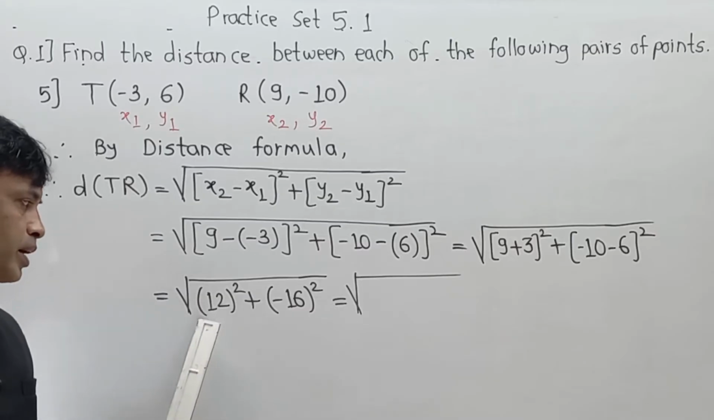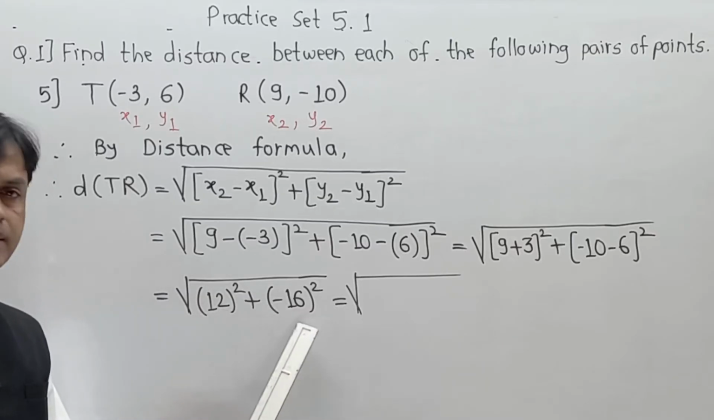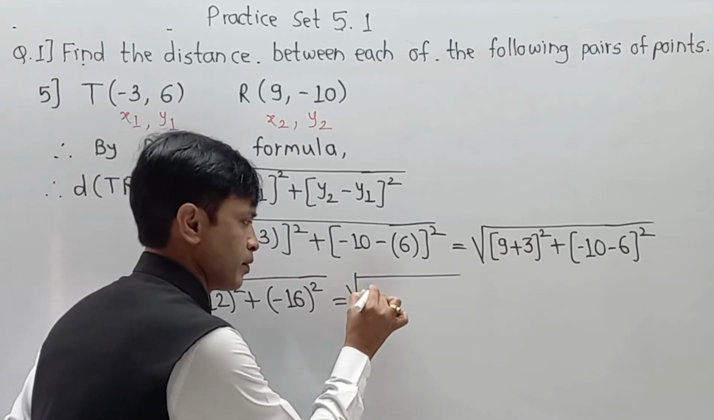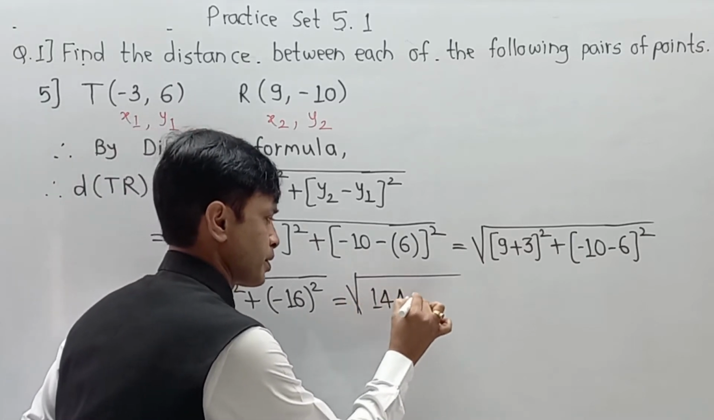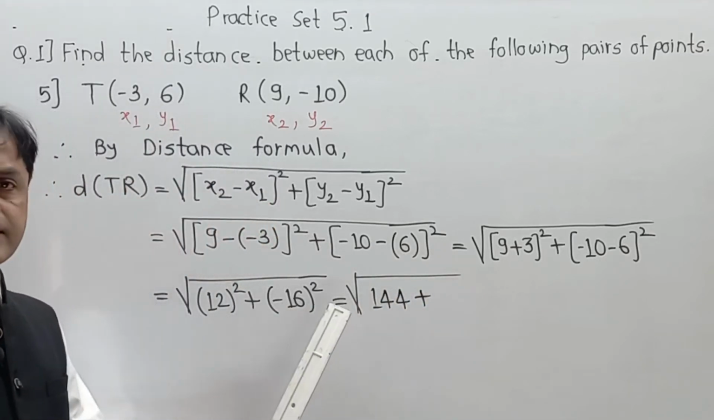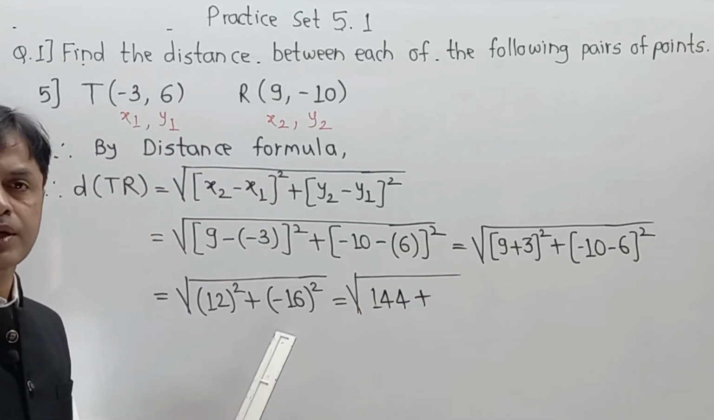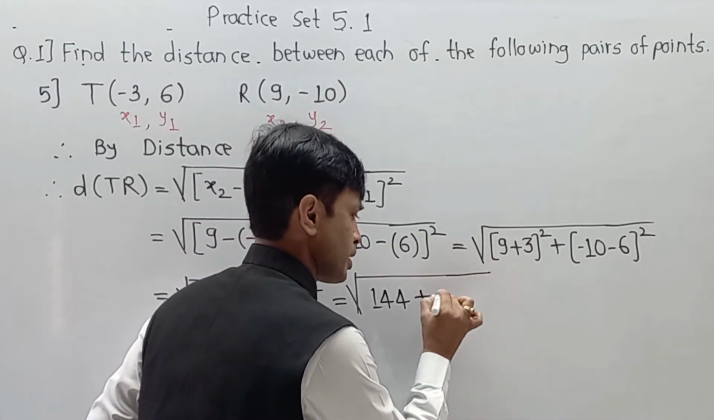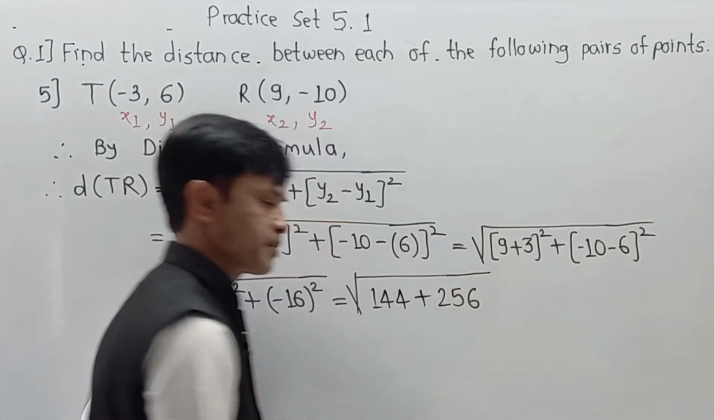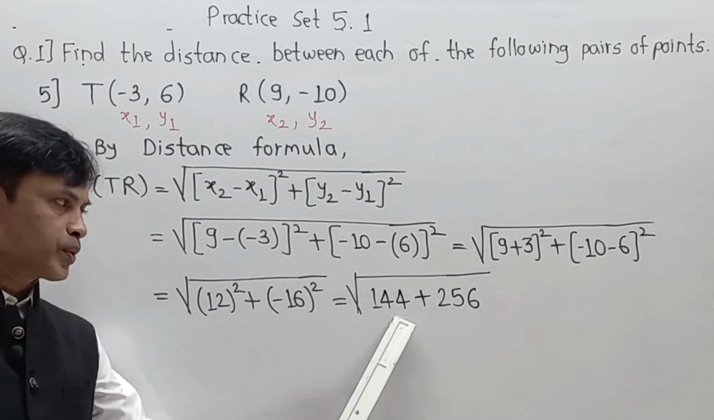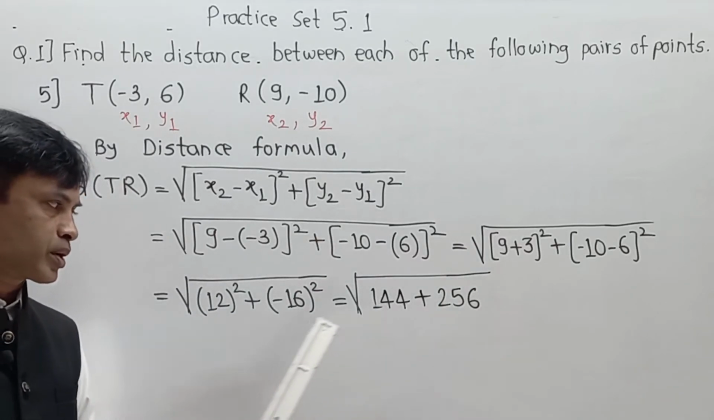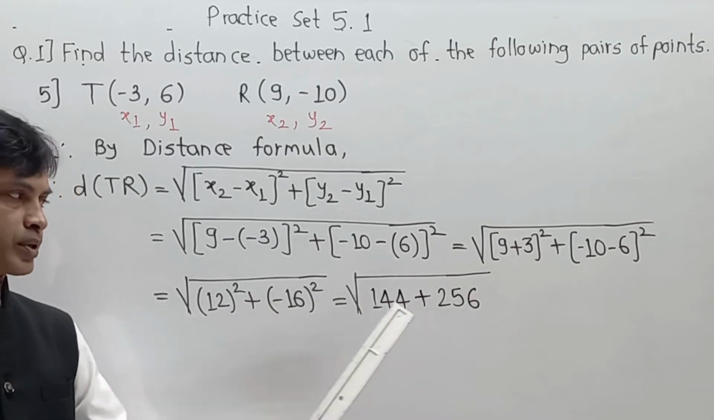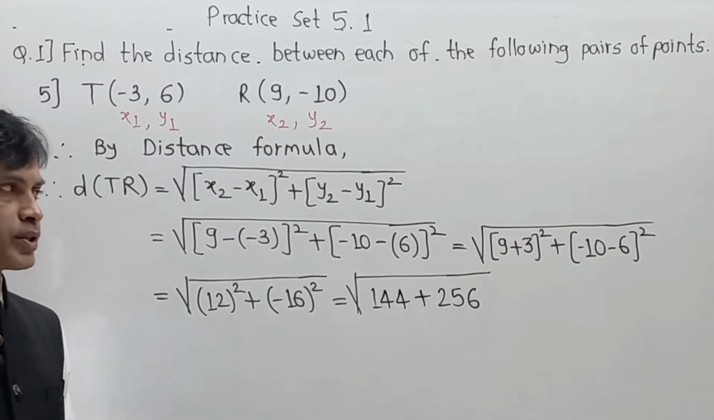So now under root of 12 square plus minus 16 square. 12 square is nothing but 144, plus minus 16 square. Either you are doing 16 square or minus 16 square, that square is always positive and that becomes 256. So remember 12 square is 144, plus sign as usual, minus 16 square is 256, and everything is under root. Now we have to do the mathematical addition of these two terms.